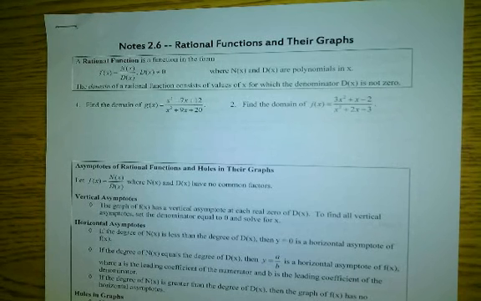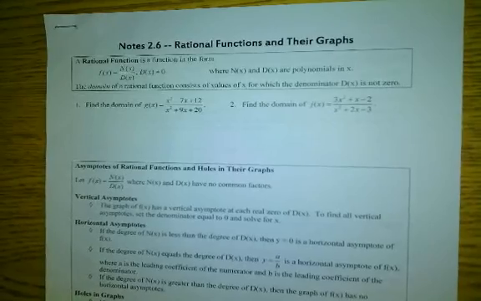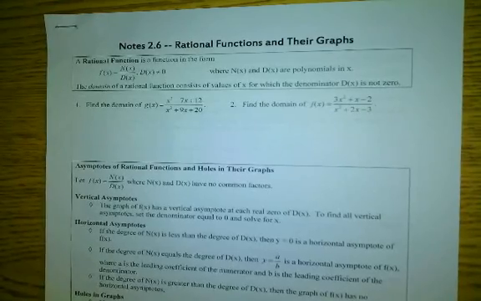Remember that to find the domain of a rational function, you must find the values that would make the denominator equal to 0, and those are the values that you cannot have as part of your domain, okay? This lesson should be relatively review for you. It should not be anything new, I hope.